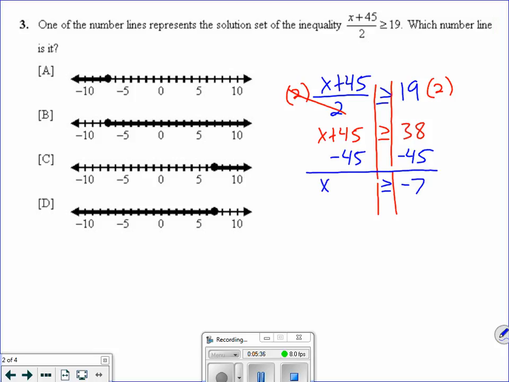This time my x is already on the left, so I've got nothing to worry about there. So the greater than or equal to tells me that that's going to be a solid point on the negative 7, and it's going to point to the right. So letter B, you see, has a solid point on negative 7, and it's pointing to the right.